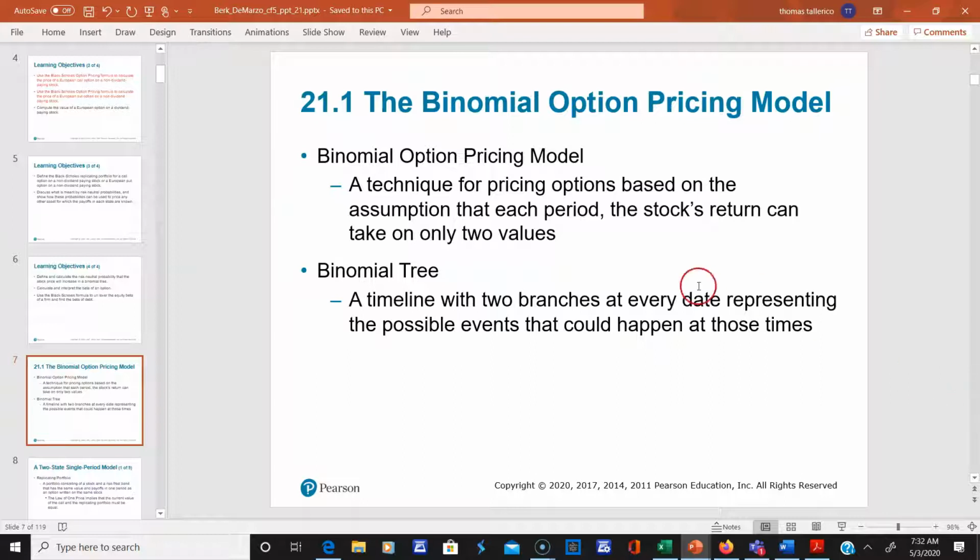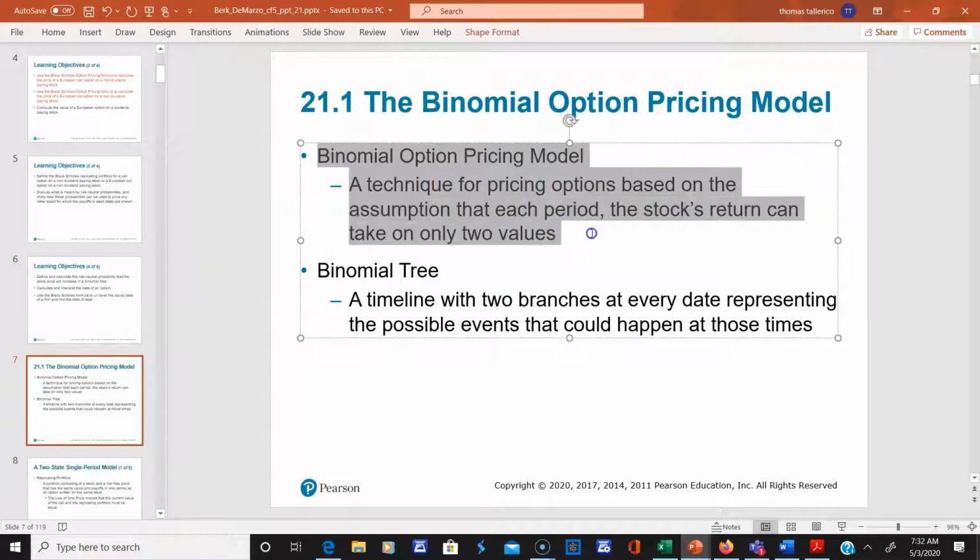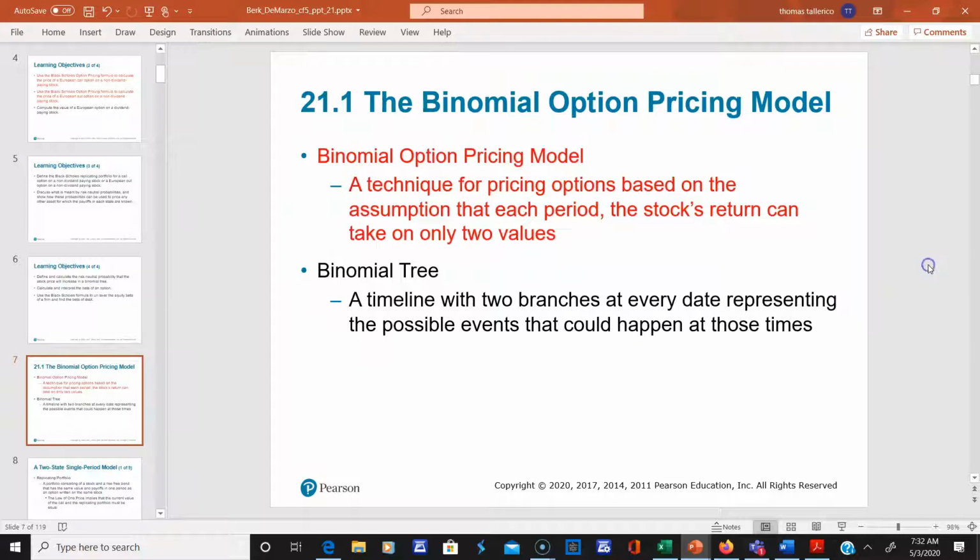All right, so the binomial model, and again, please look at the definitions and terms that are important here. I'm going to hold off on the mathematics. This is simply a technique for pricing options based on the assumption that each period the stock's return can be taken on only two values. So they create a value tree for stock prices going up and down.